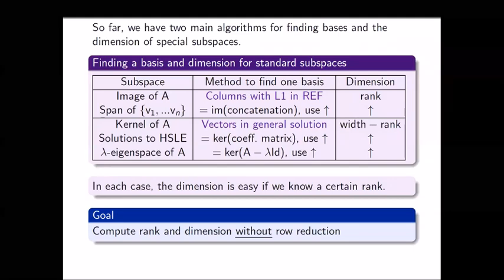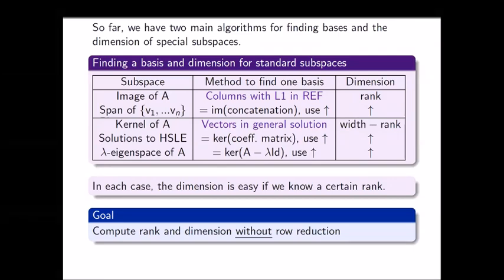So far, we have seen algorithms for finding bases and dimension of special types of subspaces. This is the note where we ended our previous episode. In this episode, we want to compute rank and dimension without using row operations or row reduction, but do note that this can only work to a certain limit and only in certain cases.